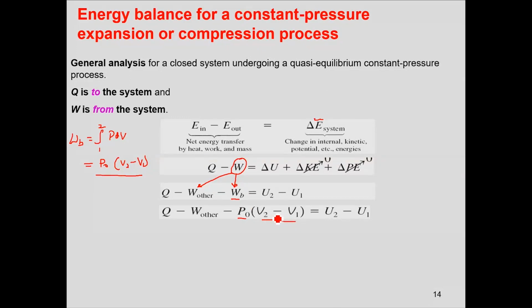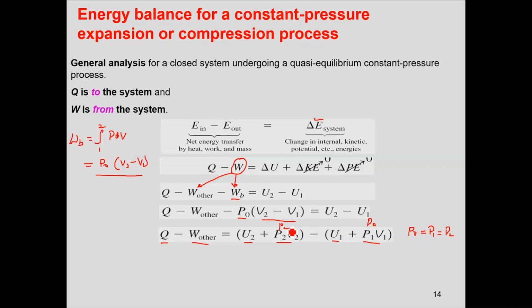Clear enough? Yes, sir. If I take the boundary work to the other side, I would have Q minus W other equals (U2 plus P2 V2) minus (U1 plus P1 V1). Essentially P naught is equal to P1 is equal to P2, so whether I write P naught, P1 or P2, it's the same thing. I prefer writing P1 here and P2 here.